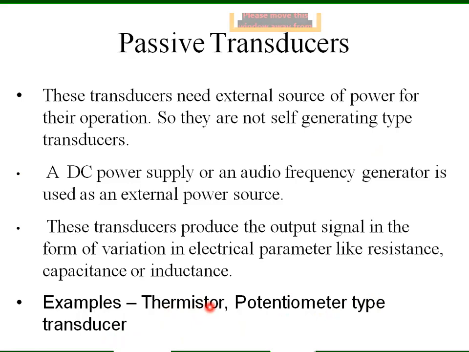So the thermistor works like this. Potentiometer type transducer means if a physical quantity changes, then this will give a change in the resistance. So the potentiometer type means change in resistance type. The principle of the potentiometer type is resistive. Similarly, in the thermistor, the principle is resistive.